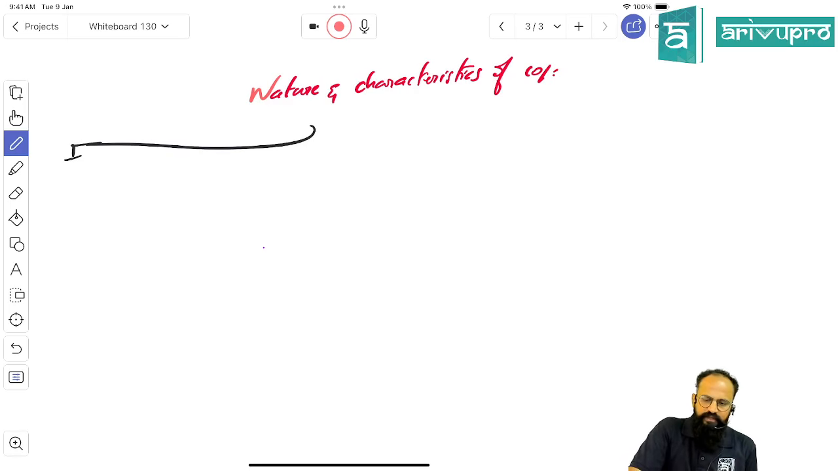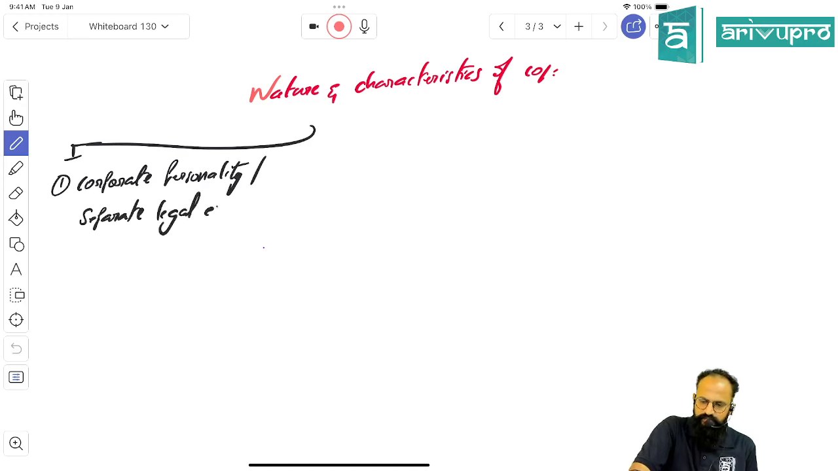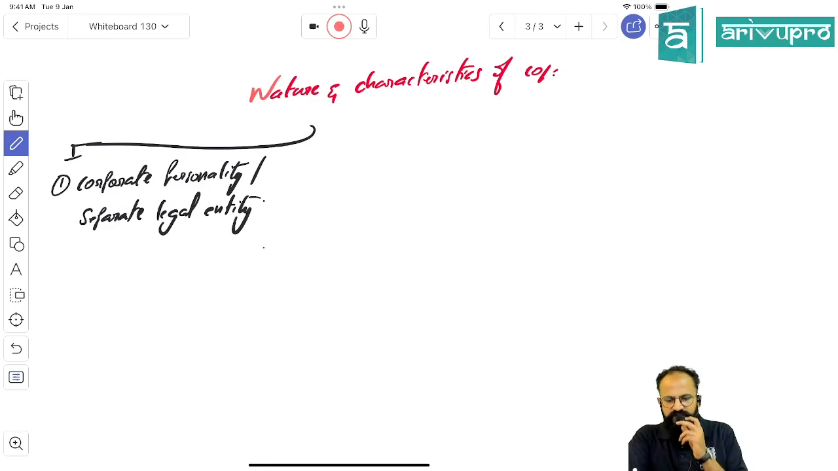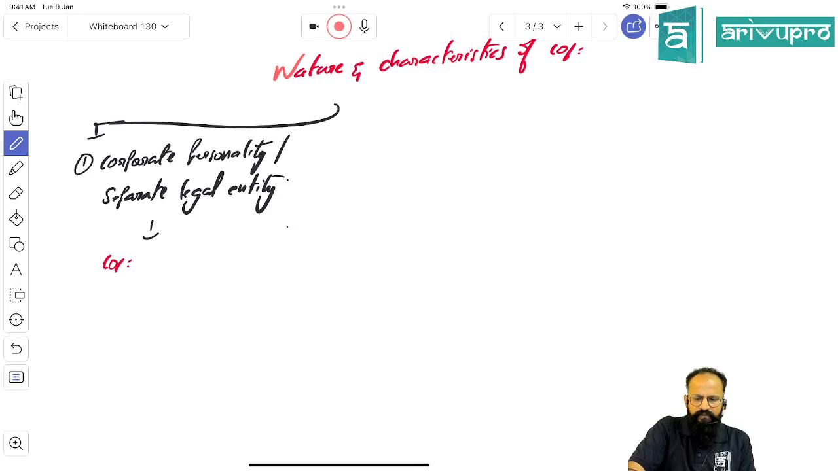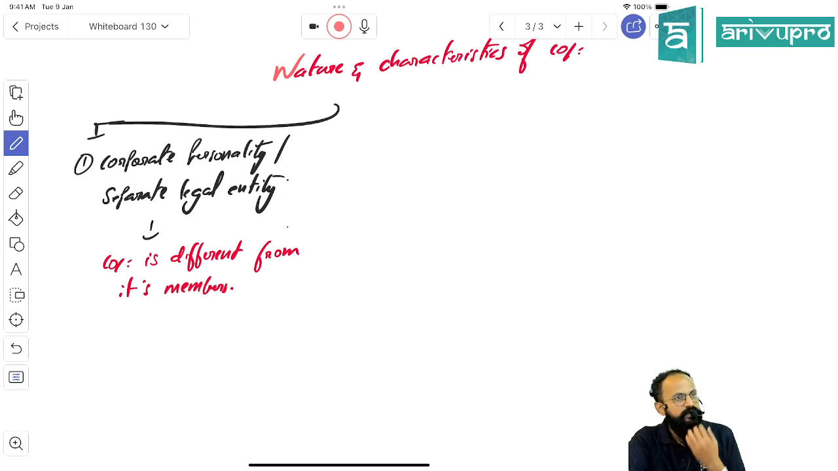The first one, people, is called corporate personality, or you can also call it separate legal entity. What does it say? Nothing but the company is different from its members.